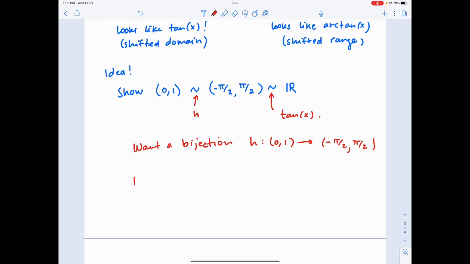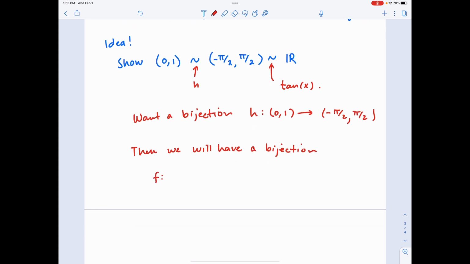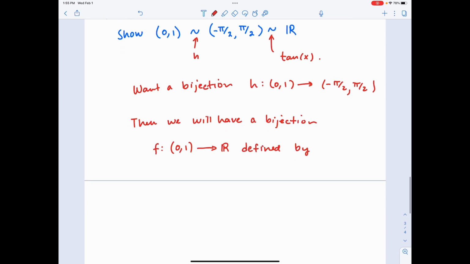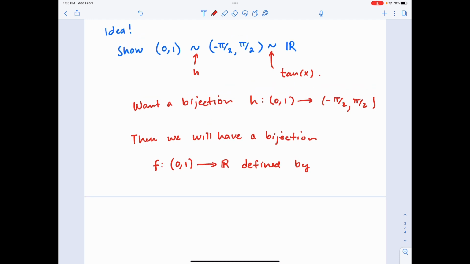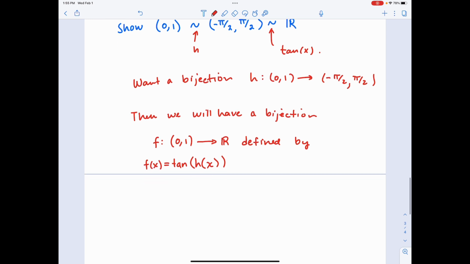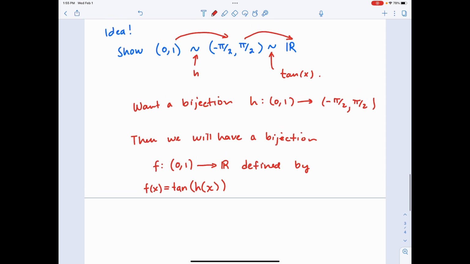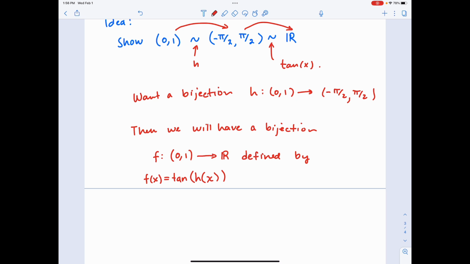And then overall, we will have a bijection, I'm going to call it f, from (0, 1) to R, defined by, well, first, if you're going to plug in an x from the open interval (0, 1), you're going to say, here's my x. First thing I'm going to do is map it over under h. I'm going to map it to the interval (negative pi over 2, pi over 2), and then I'm going to follow the tangent function over to R. So that says finding f of x is going to first take x to the interval (negative pi over 2, pi over 2), and then it's going to plug it into the tangent function. So what we've used here is transitivity.